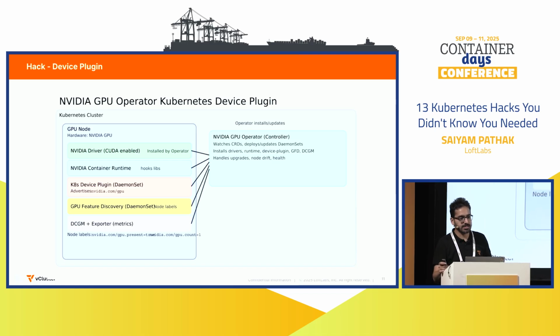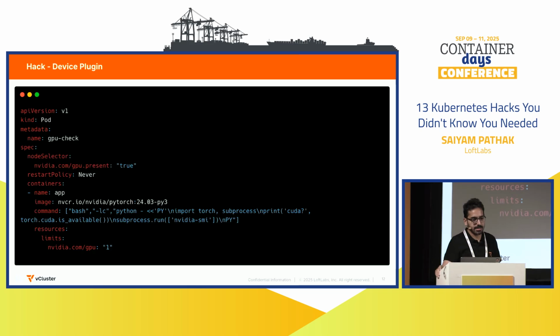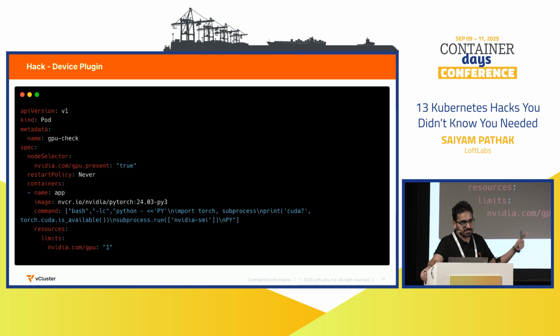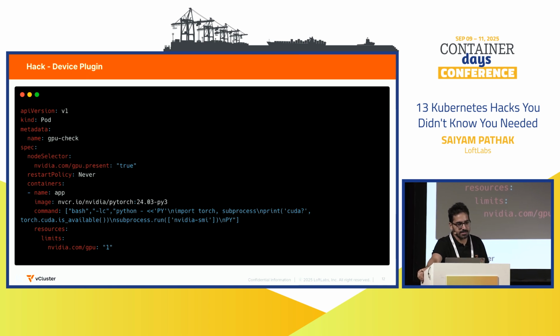So this is the NVIDIA GPU operator that you install. It installs as a daemon set, puts all the drivers in place, and makes your GPU ready to be consumed by a particular pod in this way. So you specify a pod, and in the resources you specify NVIDIA: you say it wants nvidia.com/gpu: 1, which means it needs one GPU.